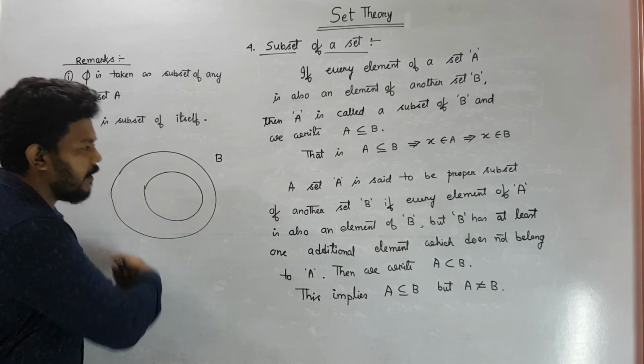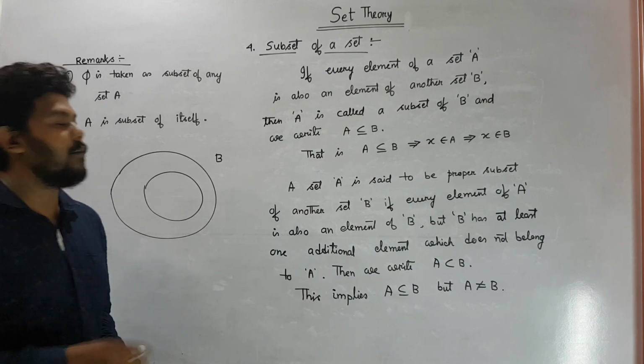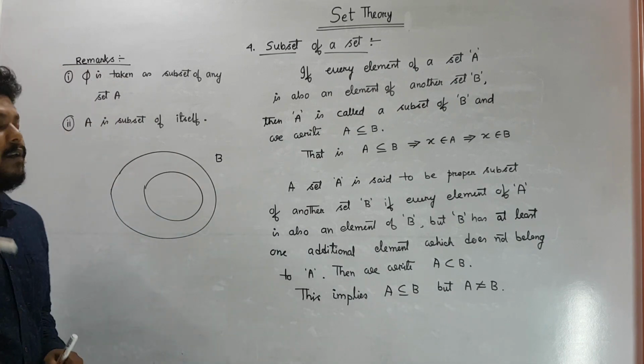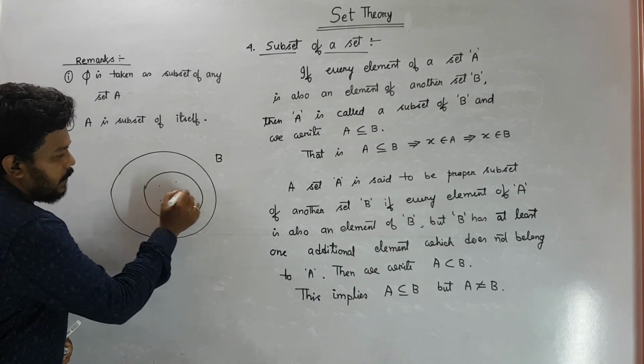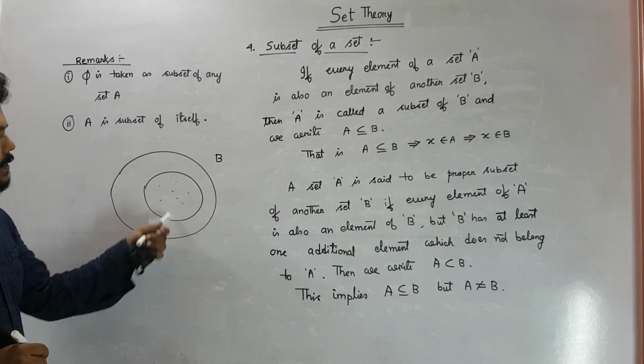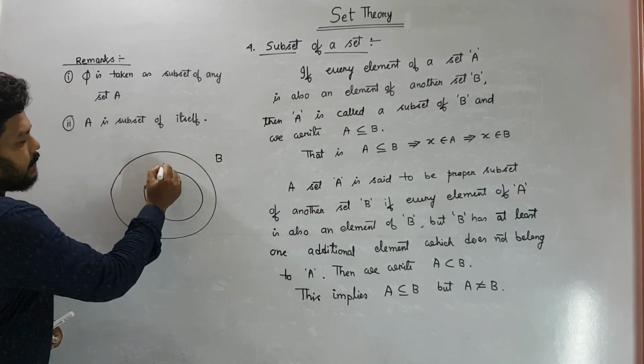This is called a Venn diagram. In a Venn diagram, we denote every set by circles and the elements by dots. These elements are present in set A. Now set B is this and set A is this.